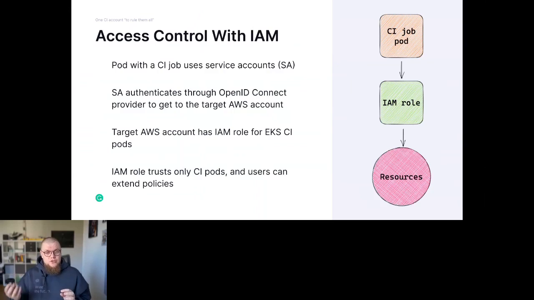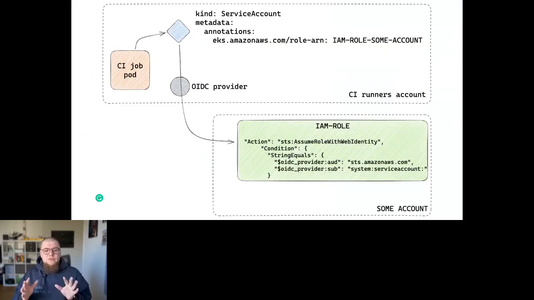AWS accounts for the projects have special IAM roles. They are used by CI jobs and they trust their assumption only to the defined OpenID provider. Let me clarify that using the diagram. So here is a pod with a CI job. That pod has a service account with an annotation that represents an IAM role in another AWS account. Through the OpenID, the pod effectively assumes the IAM role inside another AWS account. But that role has a special trust policy that not only limits the scope of principals to the OpenID provider of our cluster, but also allows assumption only to service accounts.